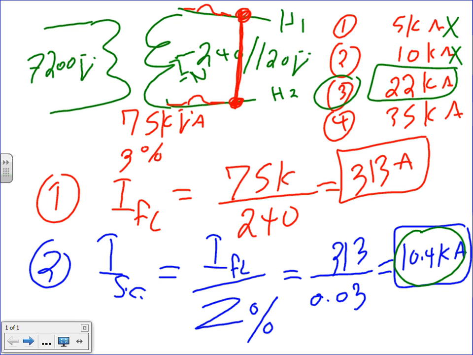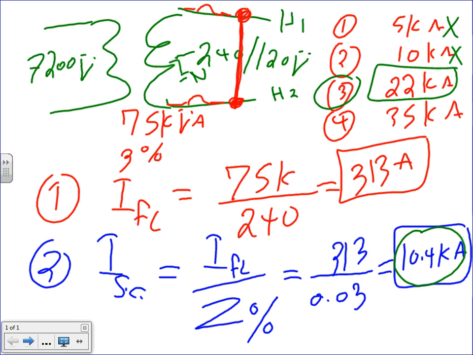Any questions, guys? Very simple. You want the interrupting rating of the circuit breaker to be equal or slightly higher than the available short circuit. Equal or slightly higher than the available short circuit. Any questions, guys, about that? I promise you we will do more.